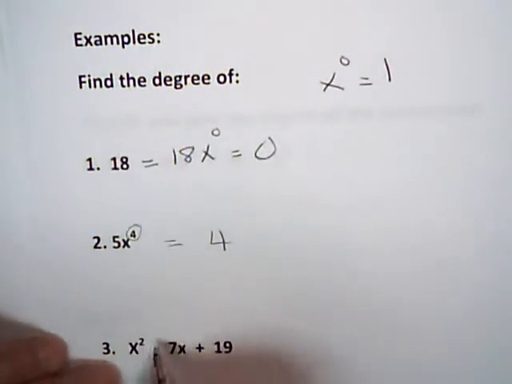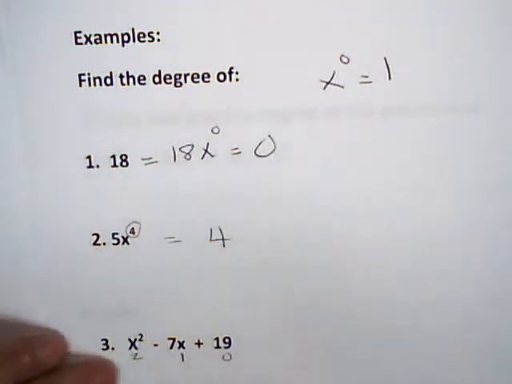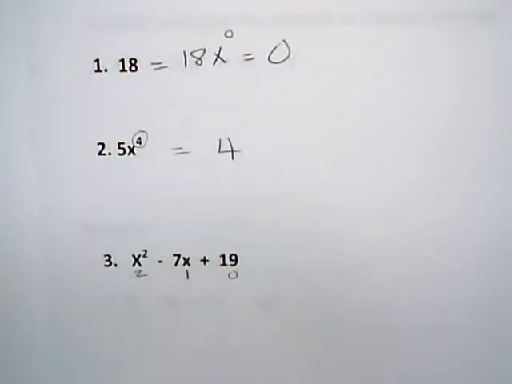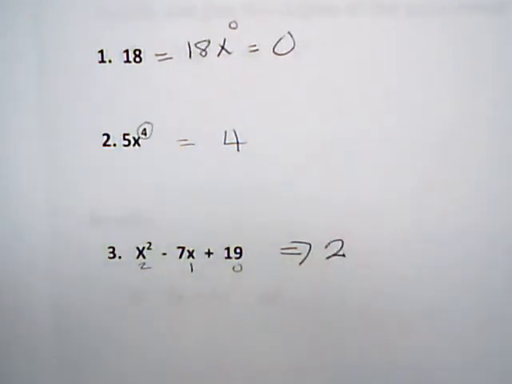Here's a trinomial, 1, 2, 3 terms. This has a degree of 2. This one has a degree of 1. This one has a degree of 0. Now remember, in a polynomial, you take the highest degree, and that's going to be 2.